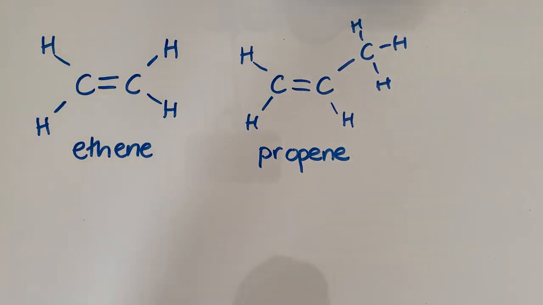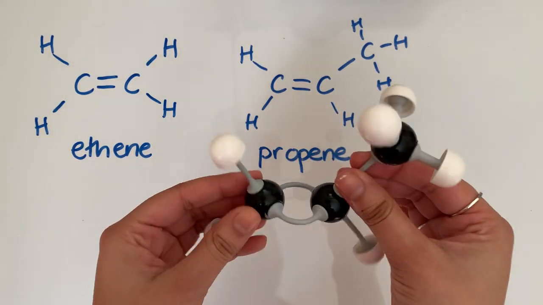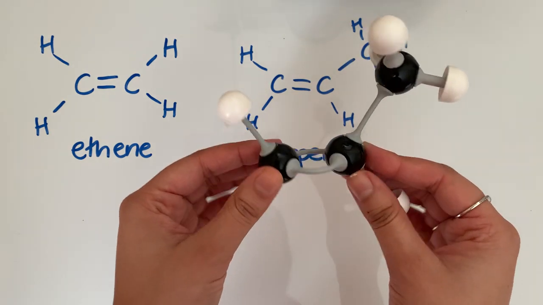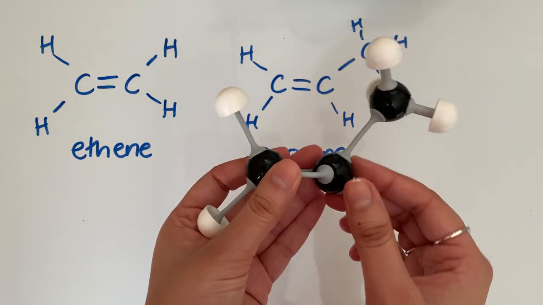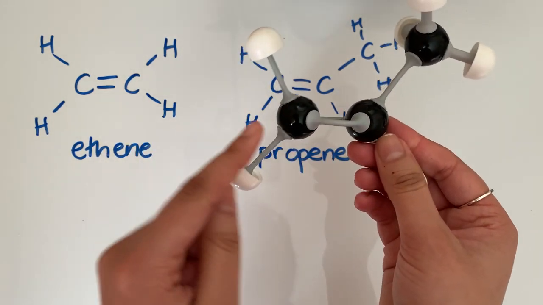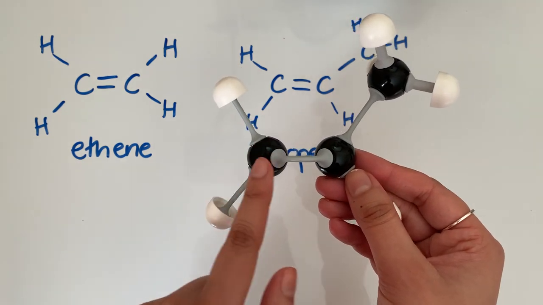Okay, in terms of the shape in propene, so I've just kind of got a model of propene over here. So it's got 3 carbons, 1, 2, 3. Between these 2 carbons here, we've got a double bond. So again, we've got restricted rotation around there, and each carbon has a trigonal planar shape. Okay, so this one is trigonal planar.